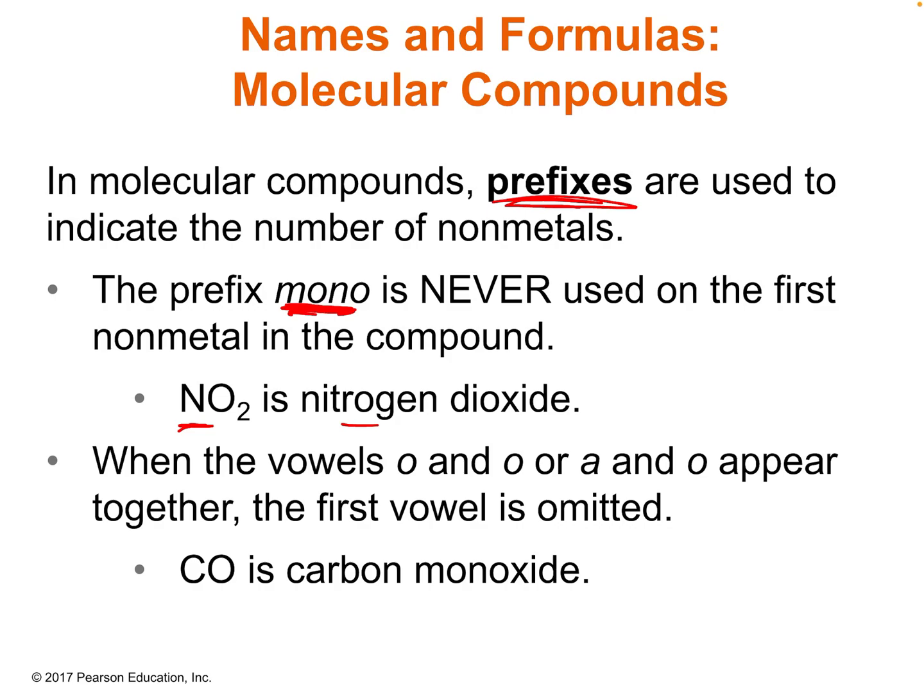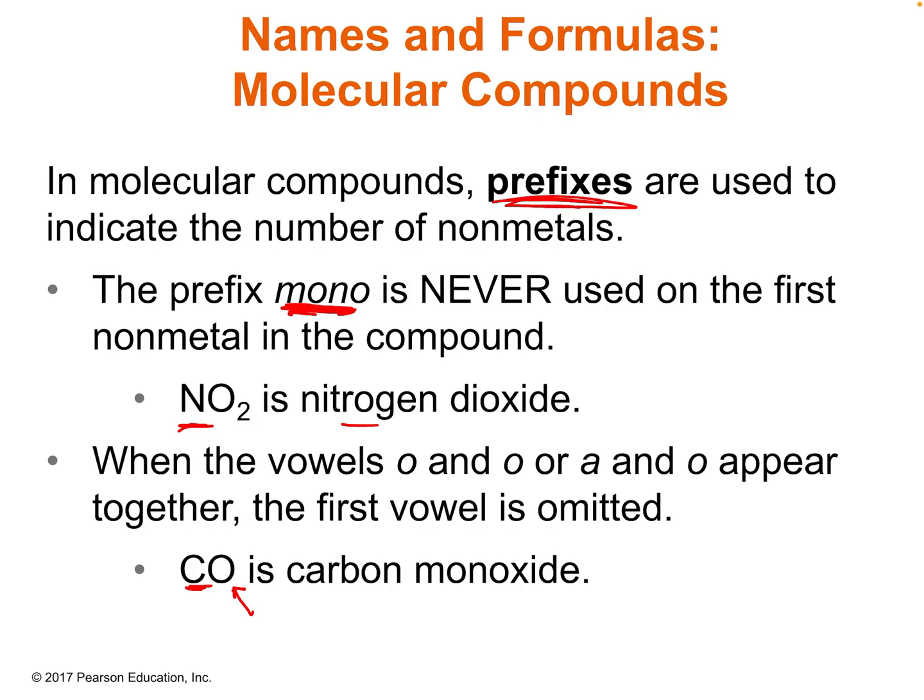And then the second one is a rule. It's a good one. But if you don't remember it, that's actually okay. I won't be too finicky about this one. But this would be carbon, right? So we don't say monocarbon for the first one. We would just say carbon, and then there's one oxygen. So rather than saying monooxide, we say monoxide.